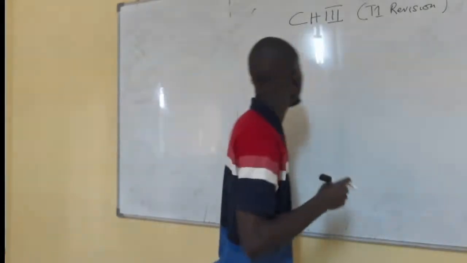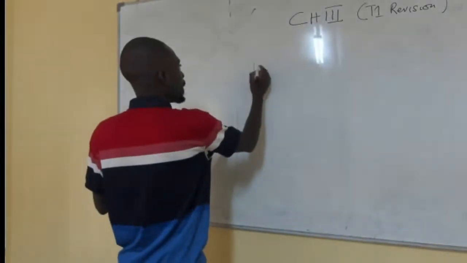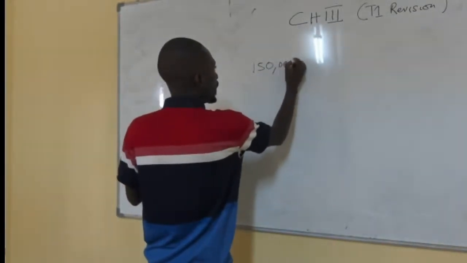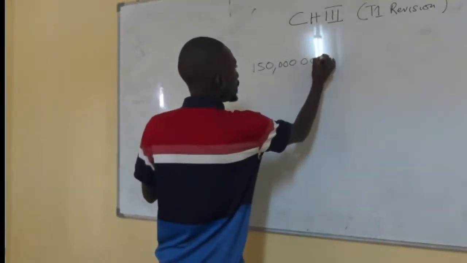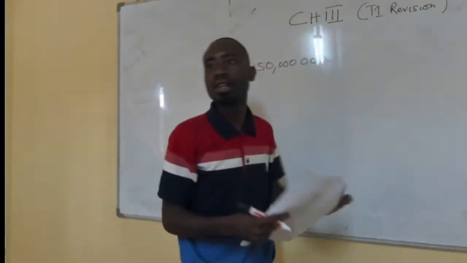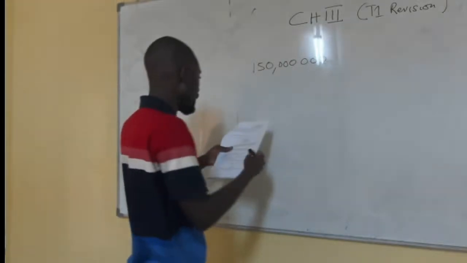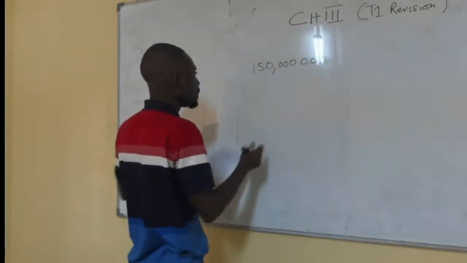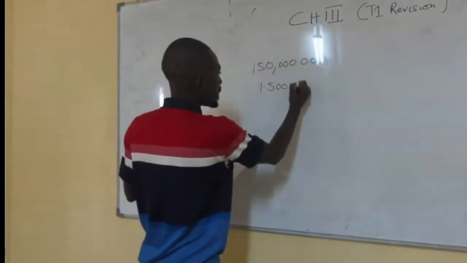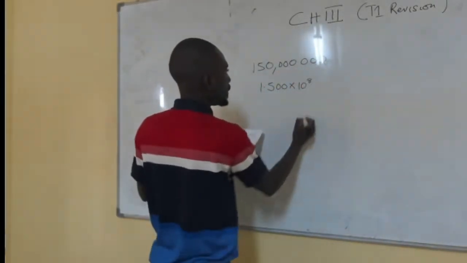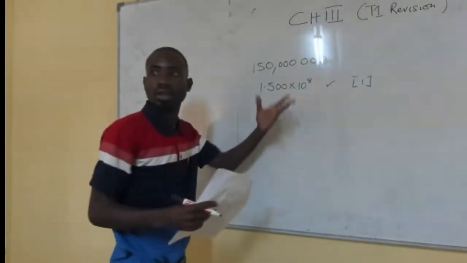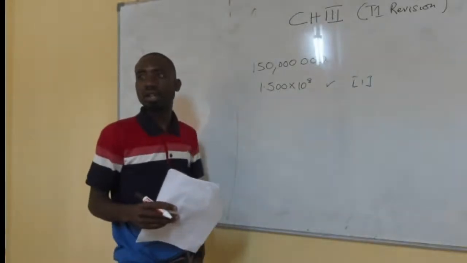figures. So here you are given 1,000, or you are given 150,000. Then you are taught to write the scientific notation to 4 significant figures. So here what we are saying, you can just say 1.5. So if your answer was 1.500 times 10 to the power 8, this would have been correct and you'd have accumulated 1 mark. So that was the question there, that was the answer.